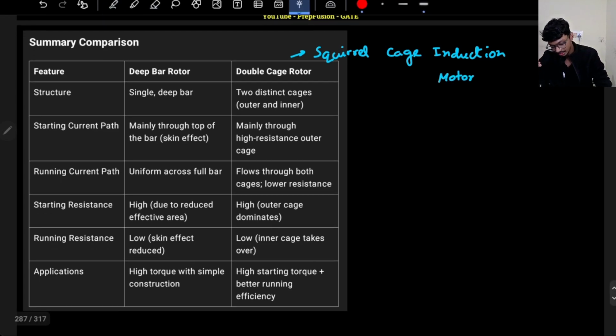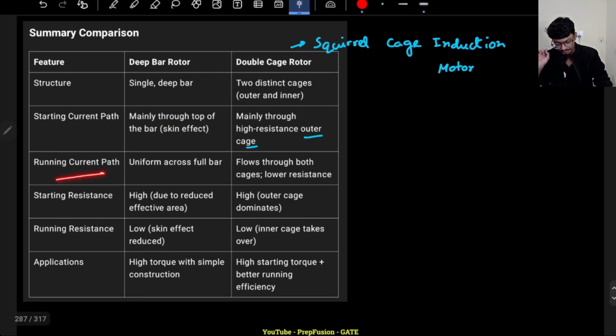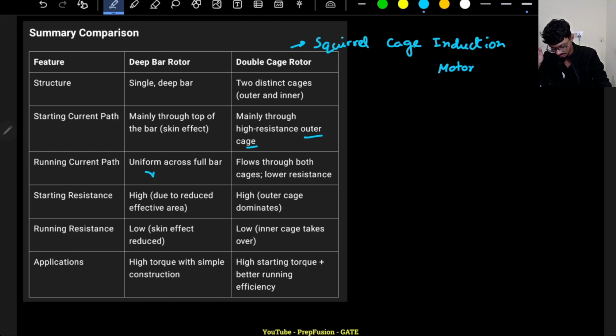Okay, so starting current will mainly flow through the top of the bar due to skin effect. Mainly it will go through the higher resistance outer cage during starting. In the running condition, the current distribution will be uniform because it is DC; throughout the bar it will be uniform, so the resistance will be lowered. In case of a double cage, most of the current will flow through the lower resistance path because there are two resistance paths directly connected. Because slip is very low, in DC resistance will dominate, so resistance will decide where the maximum current flows. Current will flow through the lower resistance path.